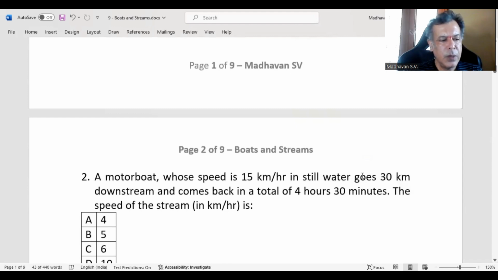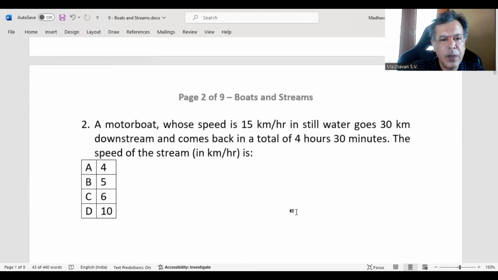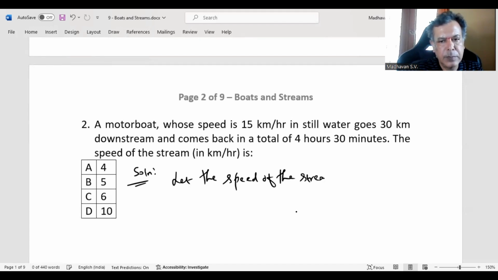A motorboat whose speed is 15 km per hour in still water goes 30 km downstream and comes back in a total of 4 hours 30 minutes. The speed of the stream in kilometer per hour is what? Okay, so what is given? Let the speed of the stream be S suffix S.